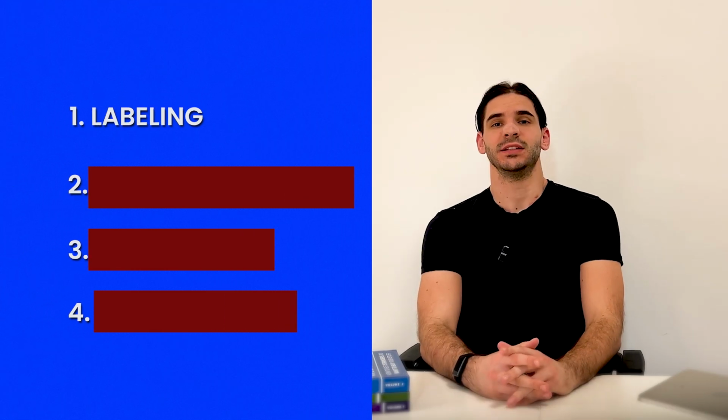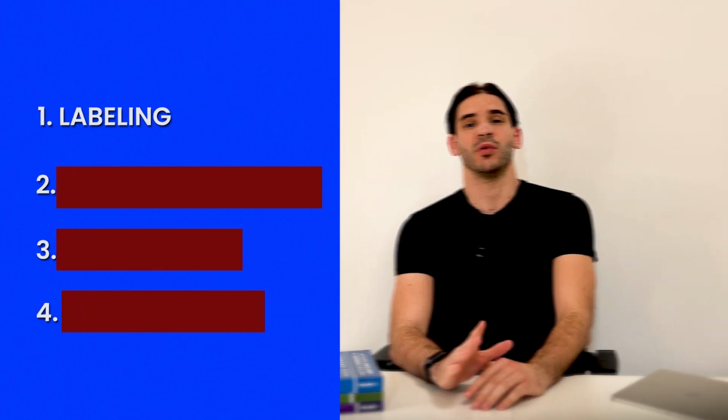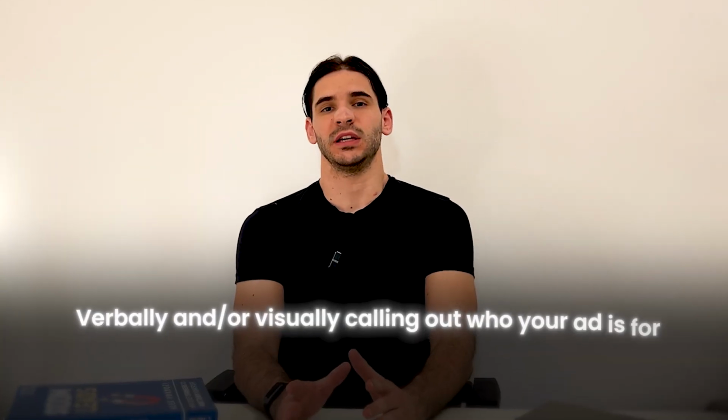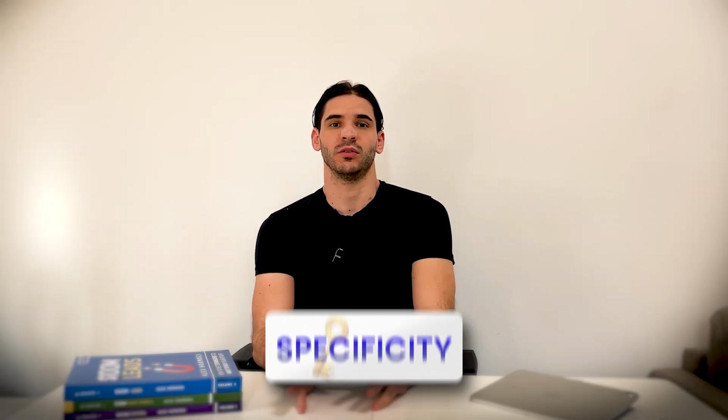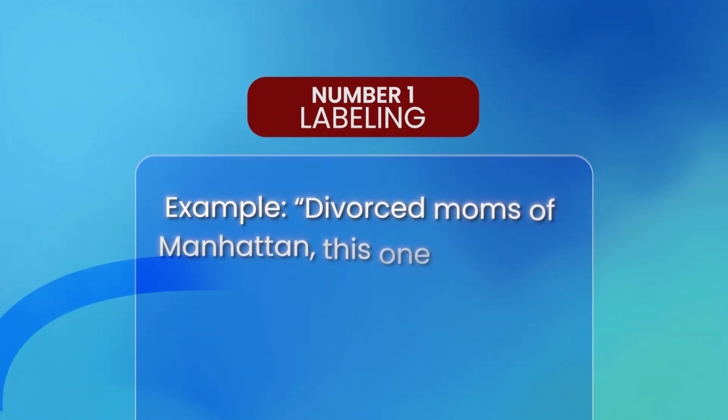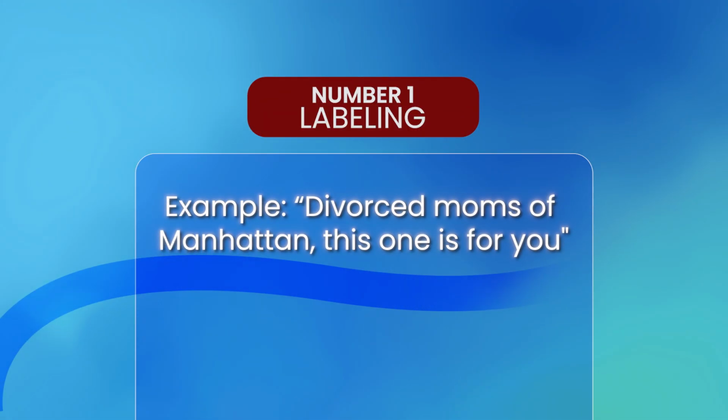In this video, I'm going to break down 4 of my favorite types of hooks with examples. Ready? Let's go. Number 1, my absolute favorite is labeling. This is the easiest and one of the most effective hooks you can make. Fundamentally, it's just verbally and or visually calling out who your ad is for specifically. The key here is on specificity. An example would be starting your ad by saying, "Divorced moms of Manhattan, this one's for you."